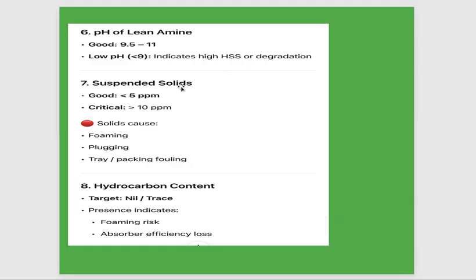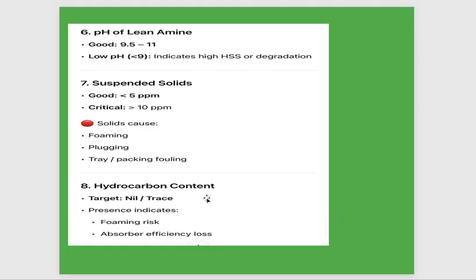Okay, and the degradation. Suspended solid should be lower than 5 ppm. It will be critical if you go more than 10 ppm. Okay, the solid causes foaming, plugging, tray packing, fouling. Okay, so the suspended solid is very critical also.